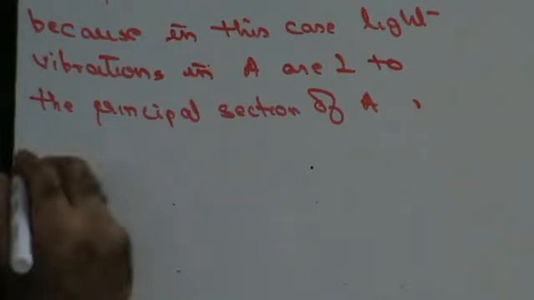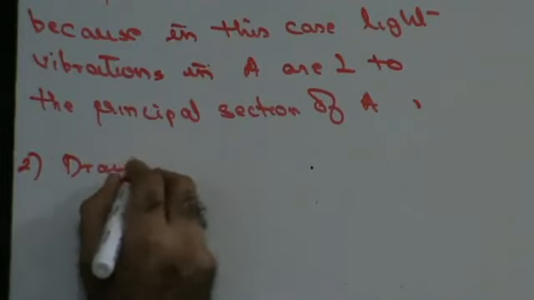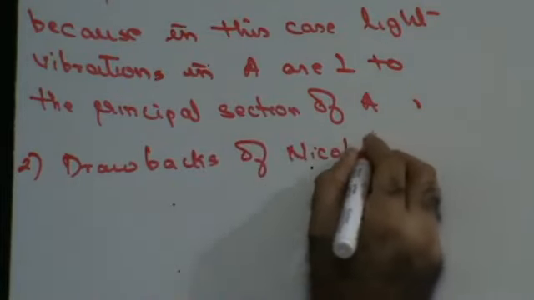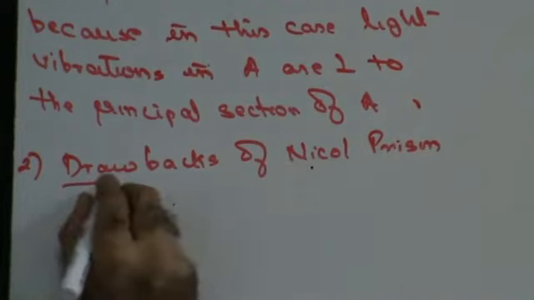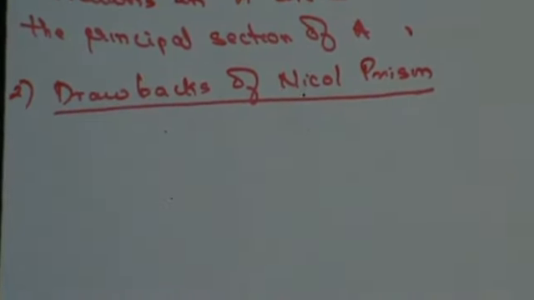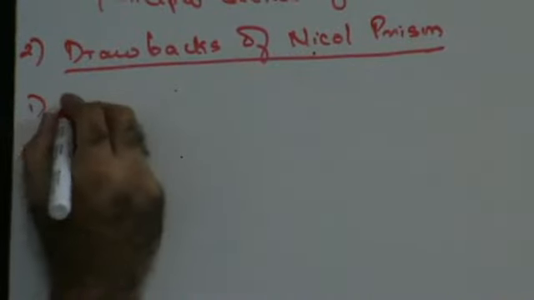Fine. Next, what are the drawbacks of Nicol prism? Let's see the drawbacks of Nicol prism. Its cost is very high due to the rare availability of large, flawless calcite crystals. Cost is very high. Next, due to the extraordinary ray passing obliquely through, the emergent ray is always displaced a little to one side.